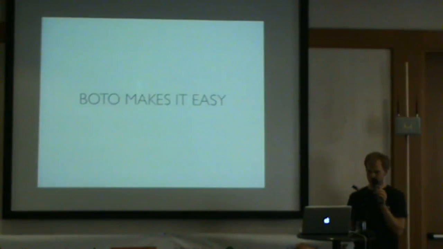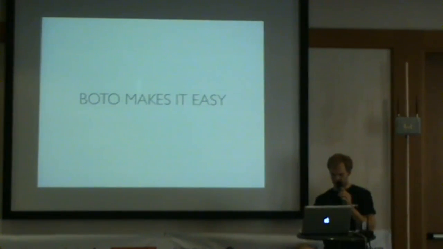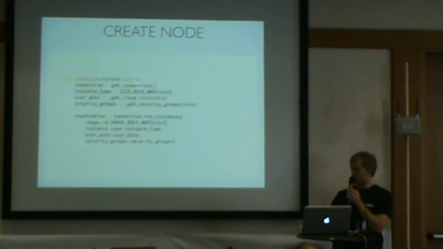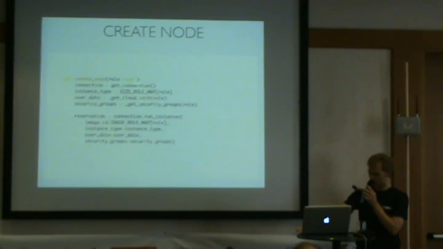And Boto makes this really, really easy. So it looks something like this. This is the create node method, and it establishes a connection. It finds out what instance type it needs. It gets the user data from a method that I'm going to show you in just a sec. Figures out what security groups it needs, and then it launches the machine, passing in all of those.